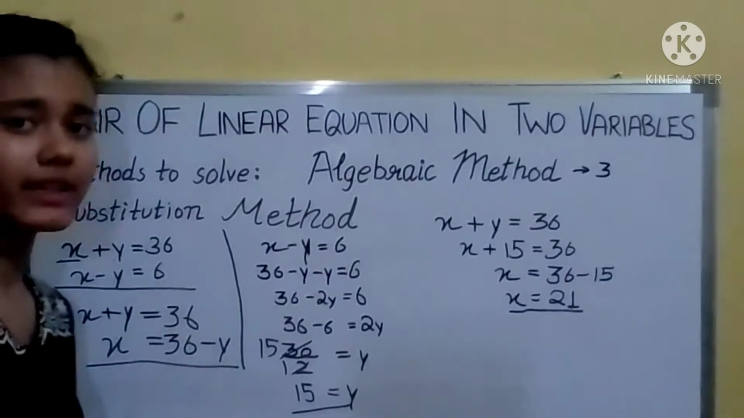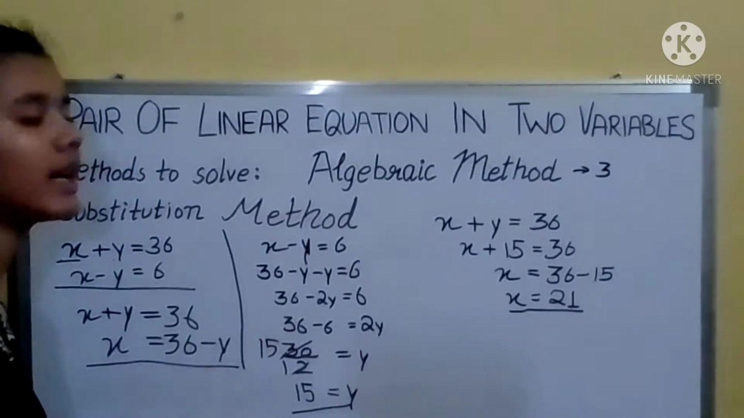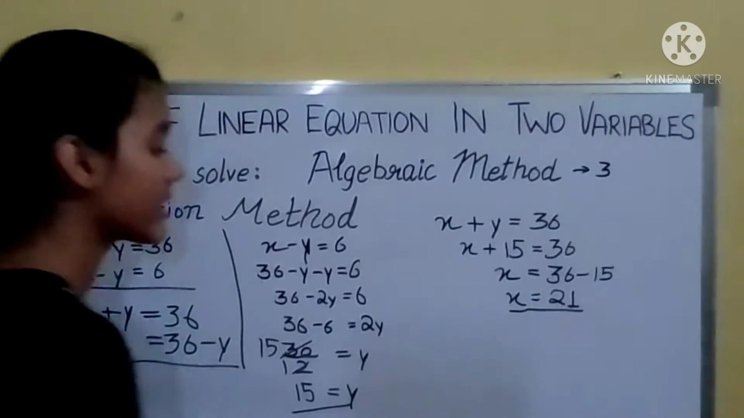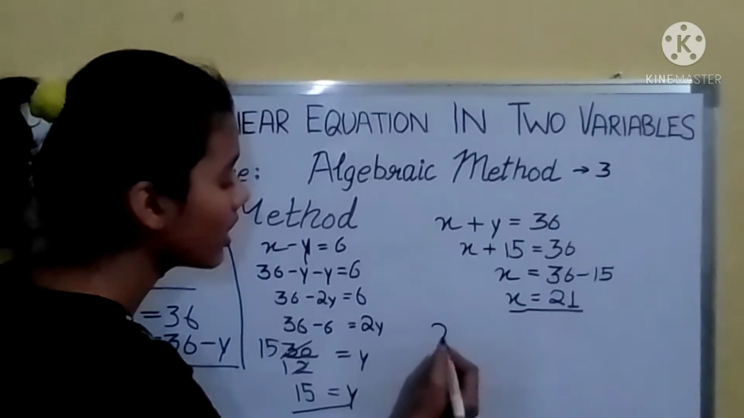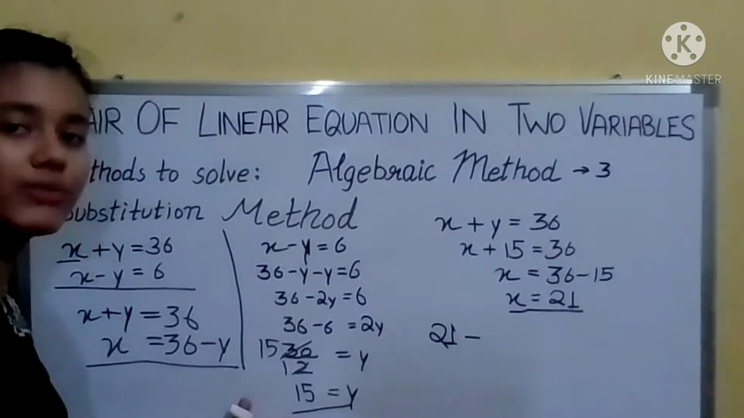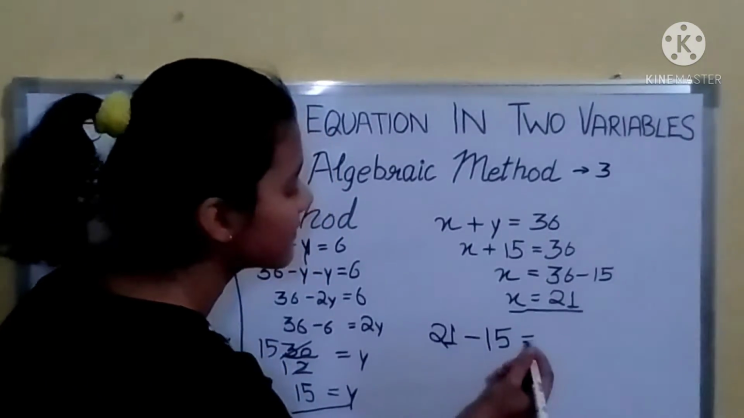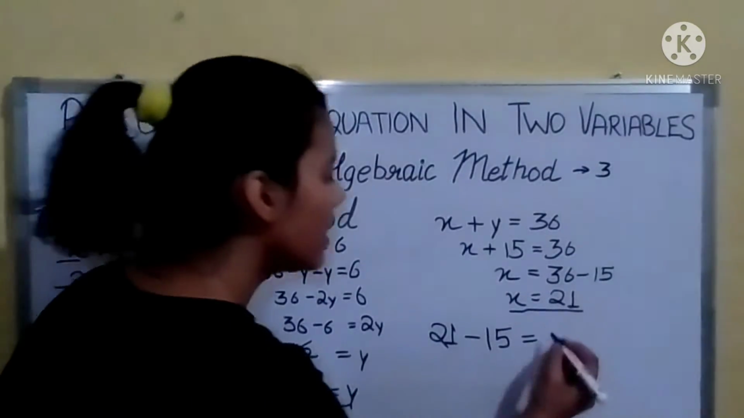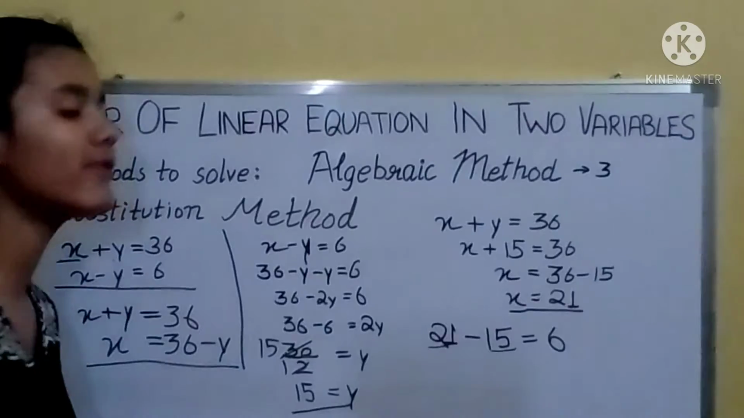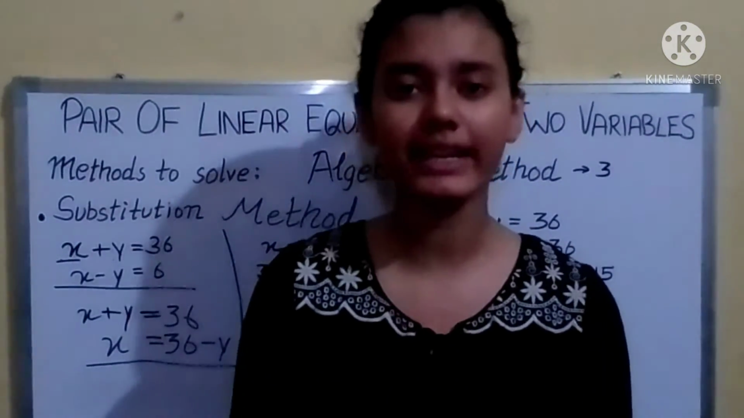Now if we want to check that the values which we found are correct or not, we can substitute them in any of the equations. So let's put them in x minus y equals 6. So what value of x have we got? 21. Okay. Then minus, what value of y have we got? It is 15. So 21 minus 15 is equal to 6. It means that we have found the correct values of x and y. Now we will do the second method.